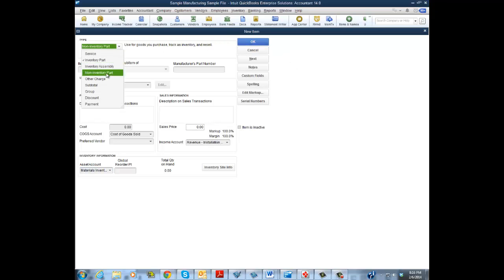This contrasts with the non-inventory part, which when I open it up, you can see similarly has a cost of goods sold account, which will get hit at the time of purchase, and a revenue account at the time of the sale. But there's no balance sheet. There's no inventory valuation account down here. Neither is there a quantity on hand.